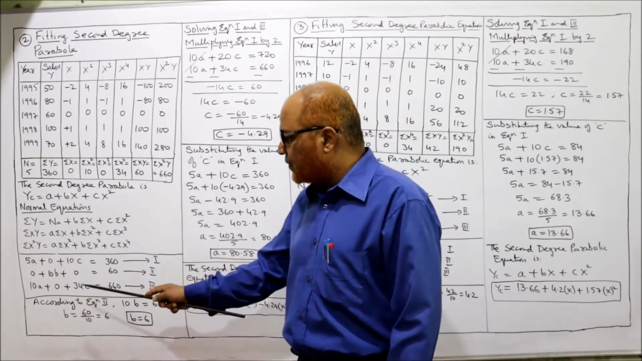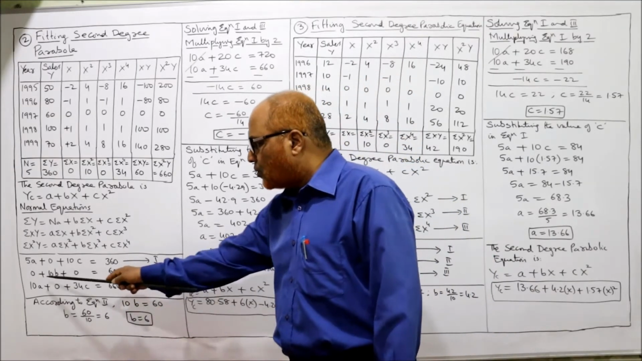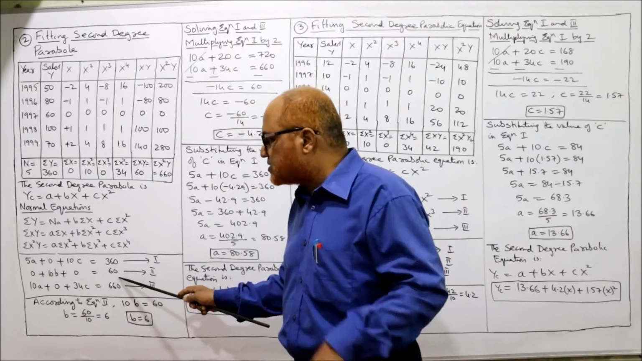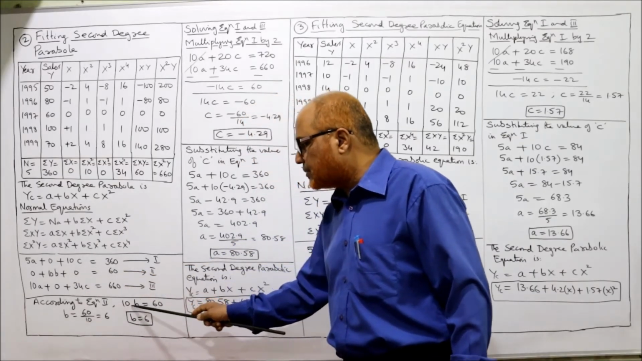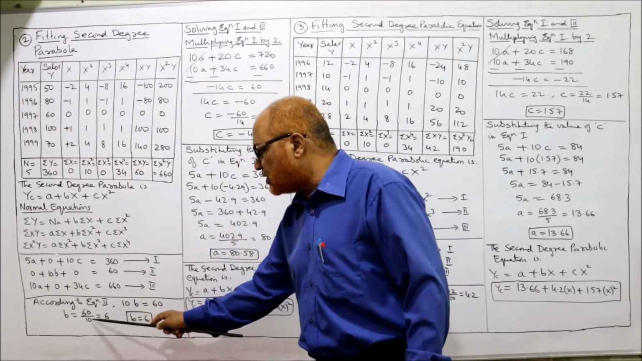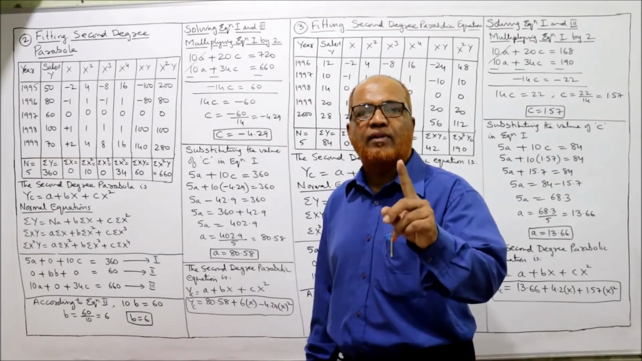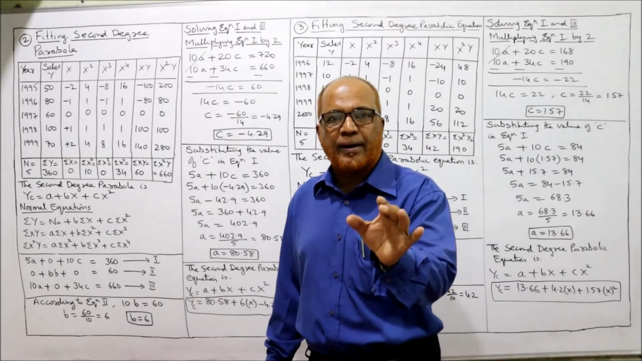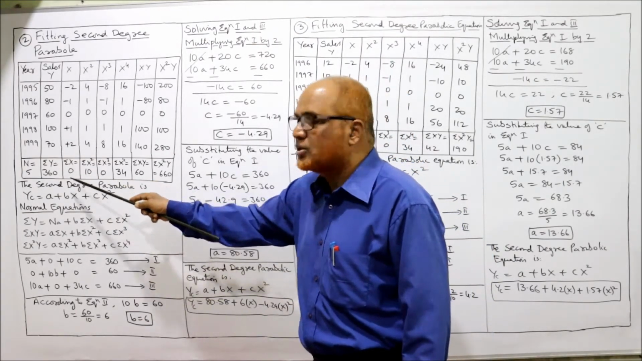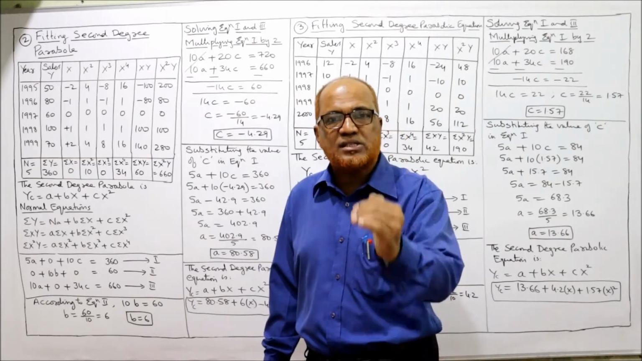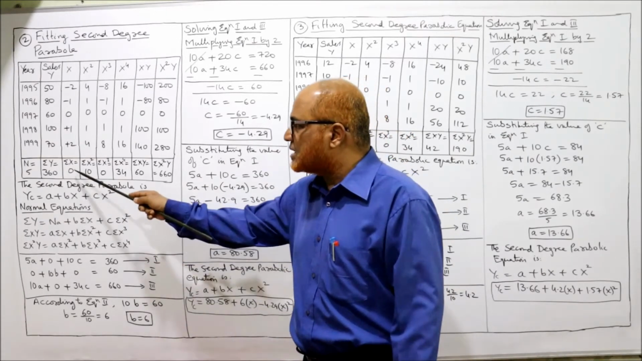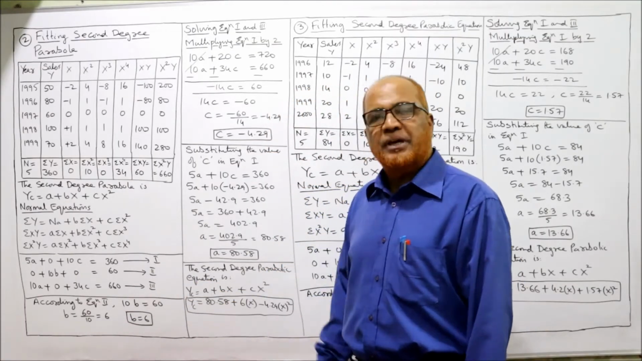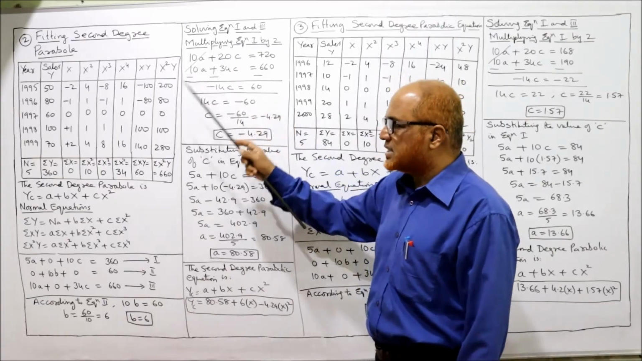According to equation 2, 0 plus 10b plus 0 is equal to 60. So in simple words 10b is equal to 60, so b is equal to 60 by 10, which is 6. Easily we got one value, b is equal to 6. This happened only because summation x is equal to 0. That's why our calculations have become very simple. If summation x is equal to 0, then we can easily find the constants.